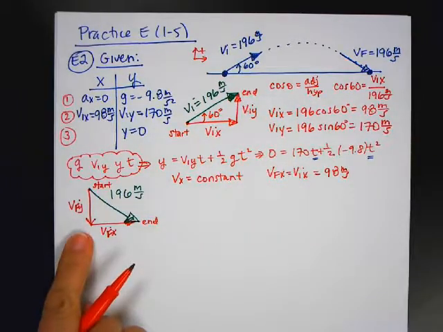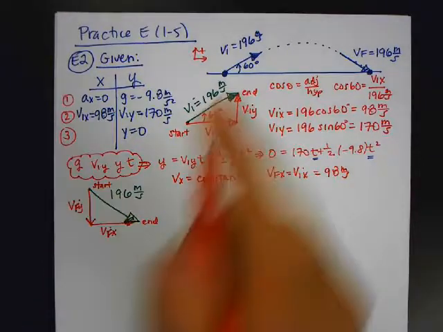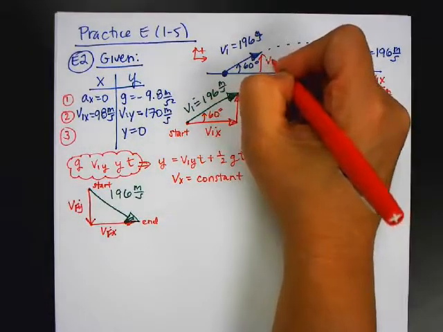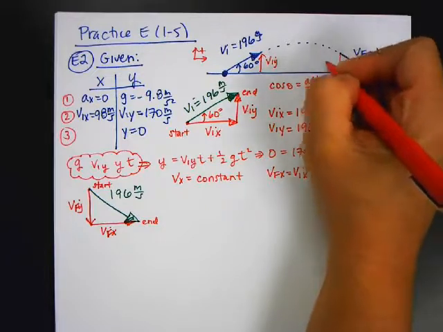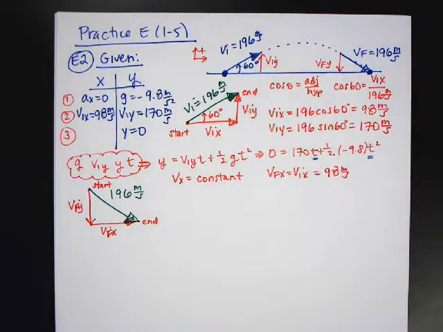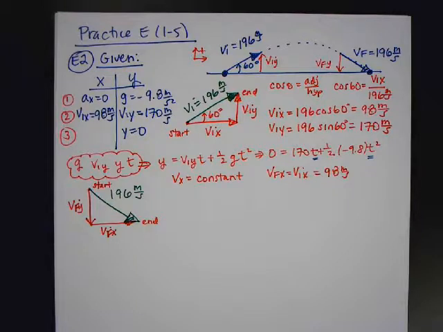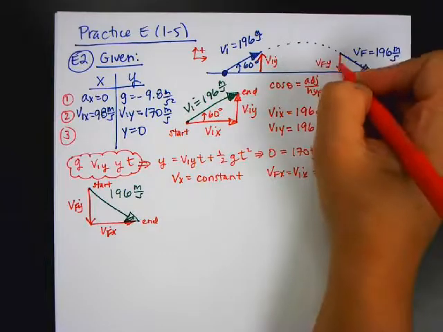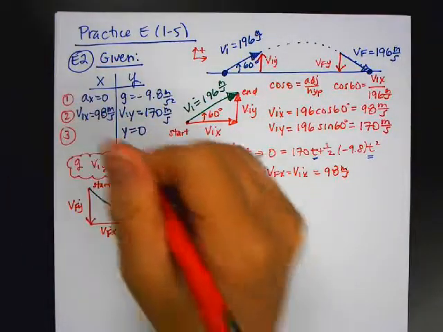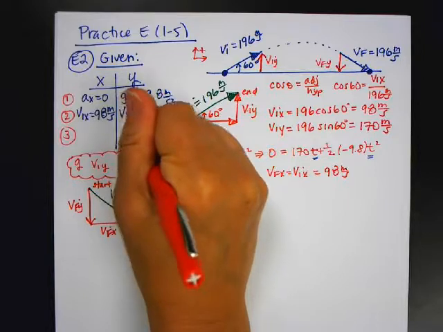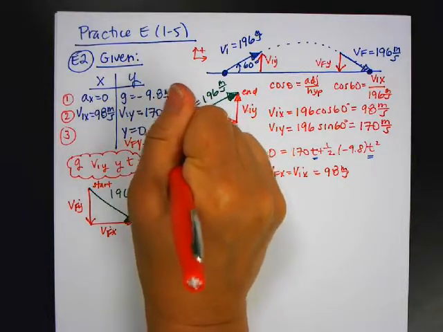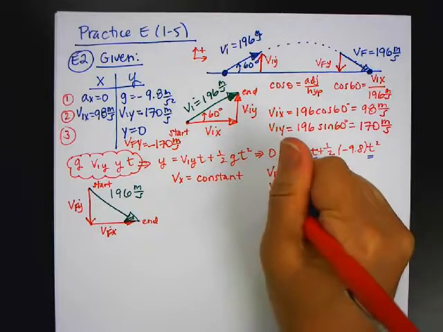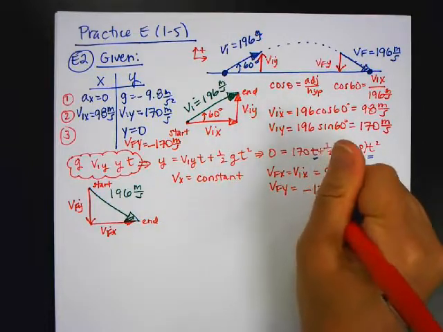Now the difference with VFY is here's VIY and here's VFY. So VFY is going to be equal in magnitude. Remember, the word magnitude means how much, but it's going to be opposite in direction. VIY points up, VFY points down. So VFY is going to be negative 170. So now I'm going to say VFY is negative 170.